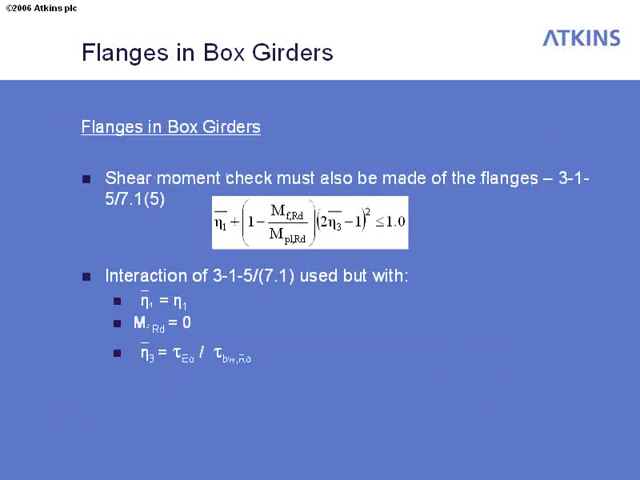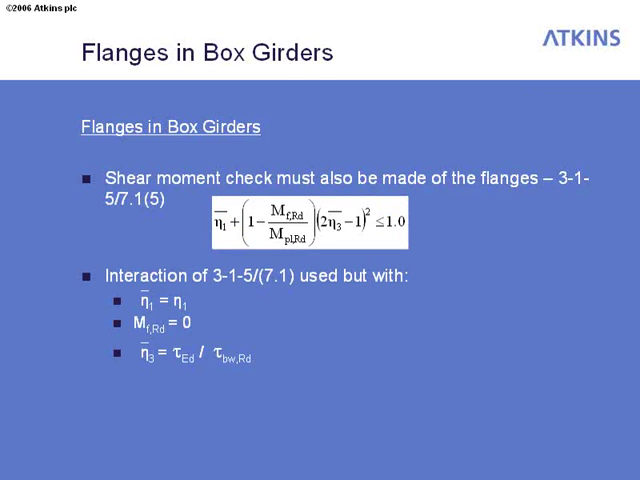Okay, the flanges in the box girders. The equation that's shown up there can also be used to verify the flanges in box girders, and it is exactly the same interaction formula that we were looking at earlier. The difference here is that MF,Rd should be taken as equal to 0, and basically that just means that the webs are not allowed to increase the shear strength. The η1 bar is replaced by η1.